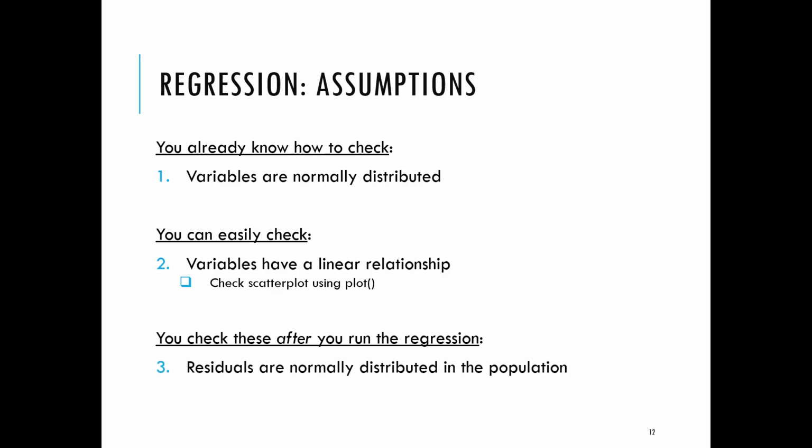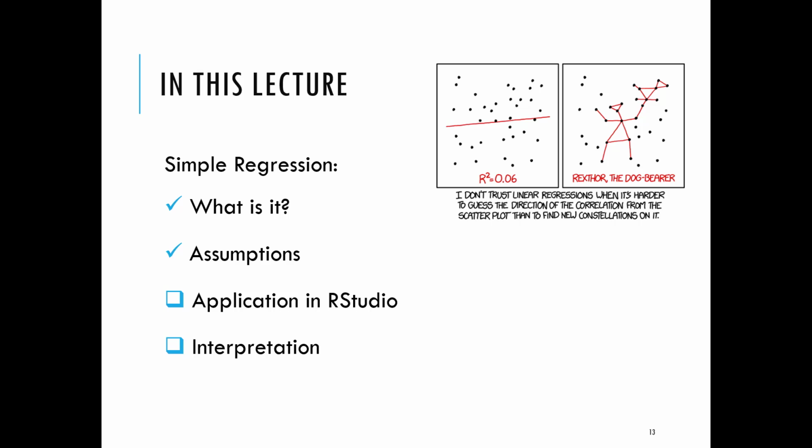And then a couple more things that you can check after you run the regression. So residuals are normally distributed, and also that there's homoscedasticity. We'll cover what these 2 assumptions mean when we get there. And so let's start talking about the application of these principles and running regressions in RStudio.